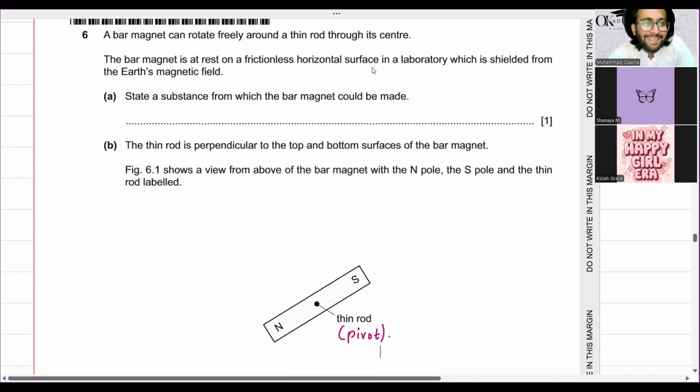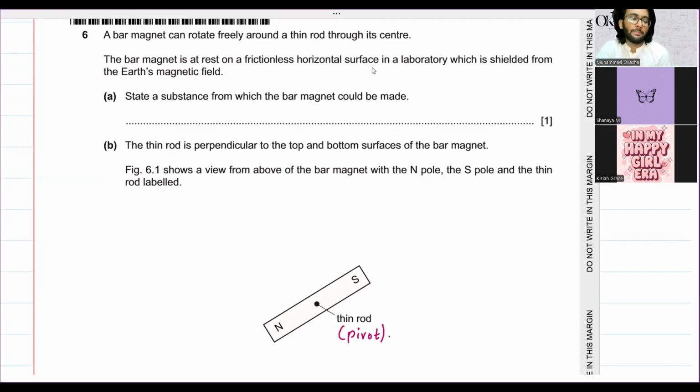A bar magnet is at rest on a frictionless horizontal surface in a laboratory and is shielded from Earth's magnetic field. See, Earth has a magnetic field and it affects every magnet on the Earth. For example, if you want to detect some magnetic field with your compass, your magnet is affected by the Earth's magnetic field. Although the Earth's magnetic field is pretty weak, it still does influence the results. So we shielded it from the Earth's magnetic field.